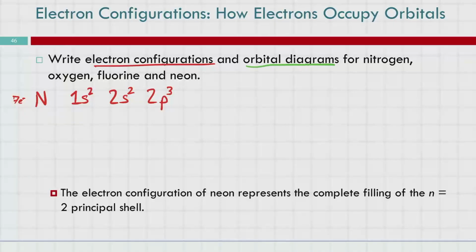We can also do an orbital diagram. We write a box for each of our things. One box for 1s, up, down. One box for 2s, because s has one shape. Each shape gets its own box. So 2s, up, down. And then 2p, we have 3 shapes, 3 peanuts. We've got 3 electrons, so we go up, up, up. Questions?